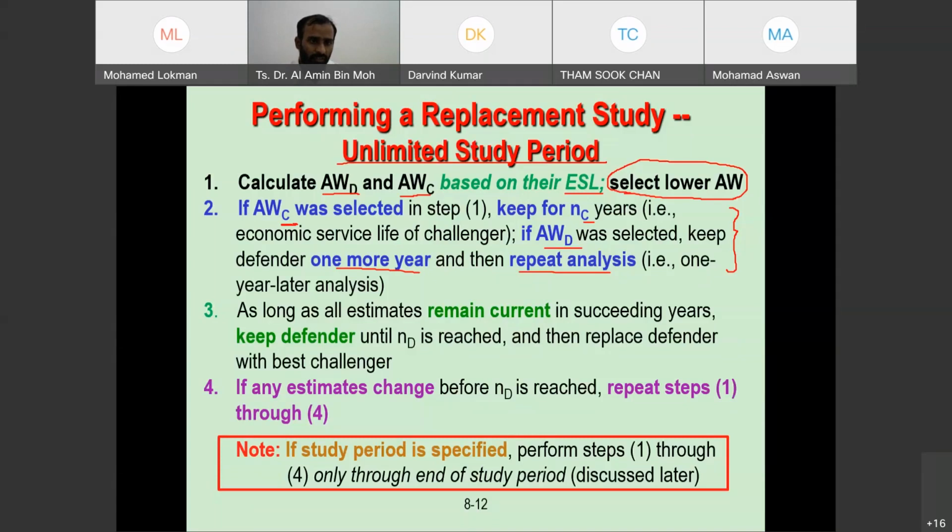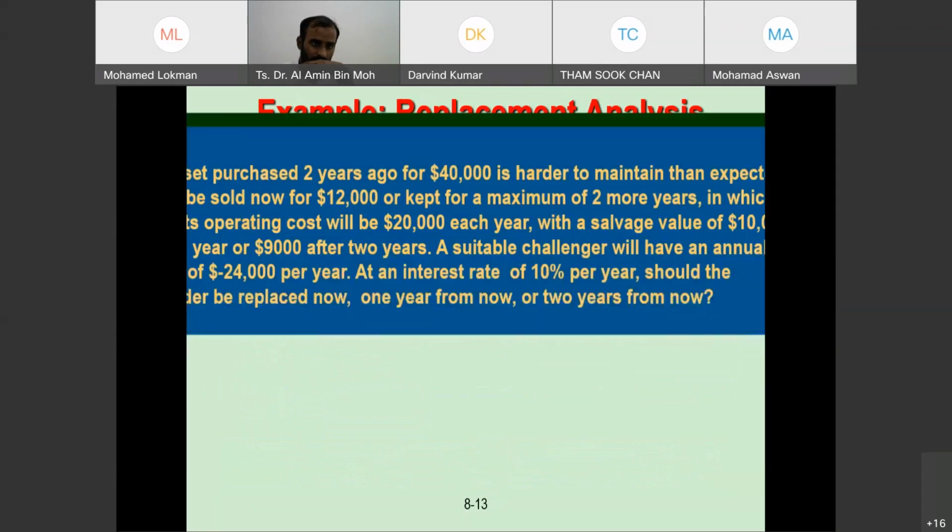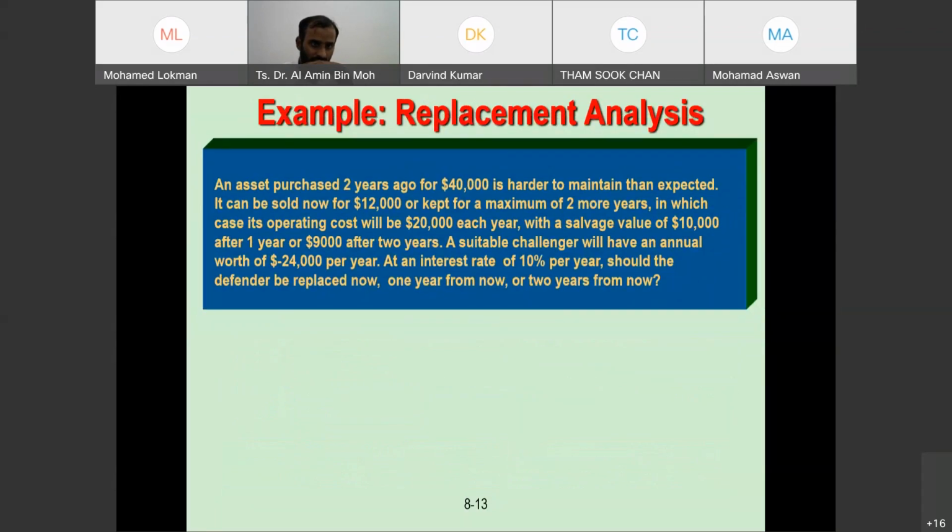As long as all estimates remain current in succeeding years, keep the defender until the end of the defender's life is reached, and then replace the defender with the best challenger. If any estimates change before the end of the defender's life is reached, we need to repeat steps 1 to 2. Okay, so just go and check this information. I believe this is the similar example that we are going to consistently use.